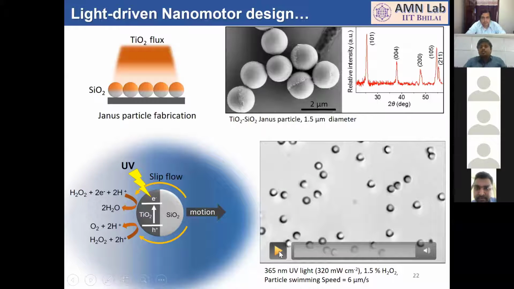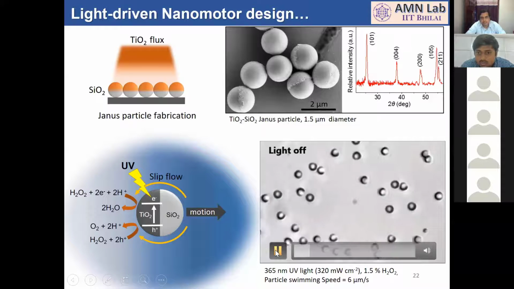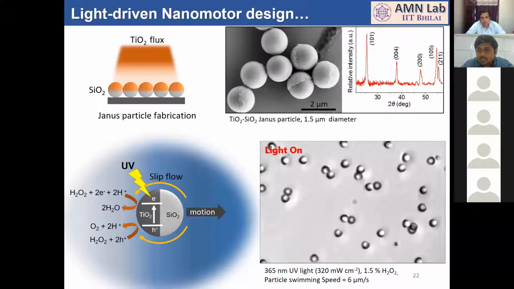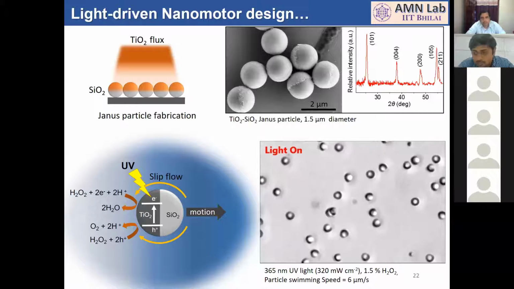Initially you will see that these particles, or nanomotors, are doing characteristic Brownian motion in the absence of light. When I turn the light on, they become active and start swimming in random directions.